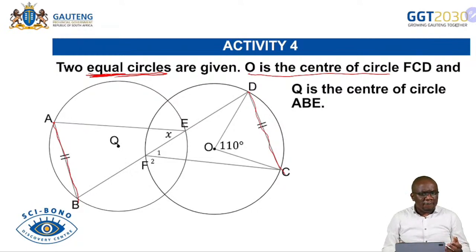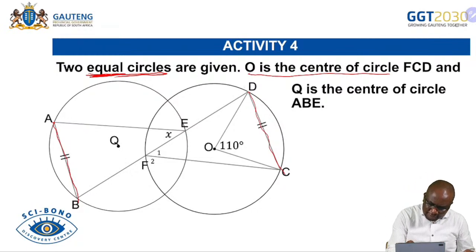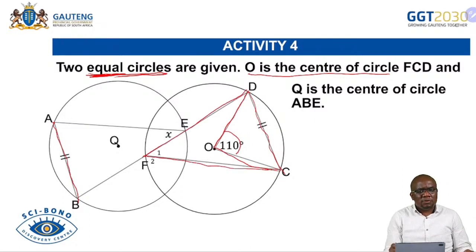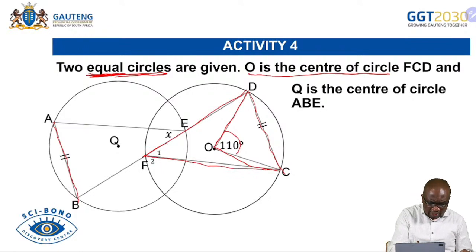Now, let's fill in the information here. We have the angle subtended by DC at the center being 110. So the angle subtended by DC at the circumference is going to be what? What is half of 110? I think it's 55. Am I right? I think so. 55 degrees.